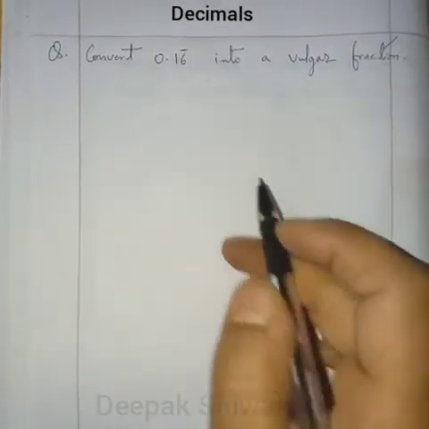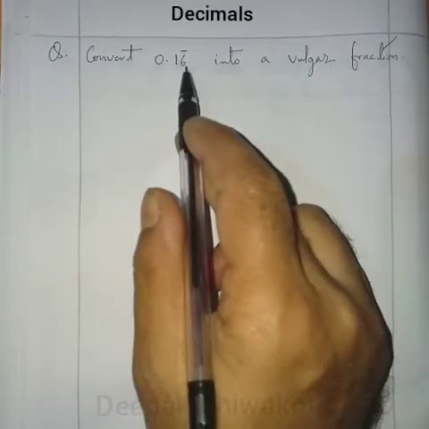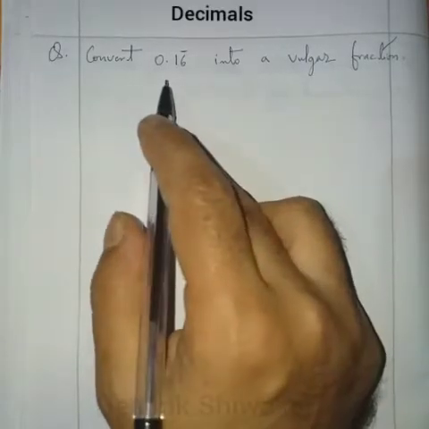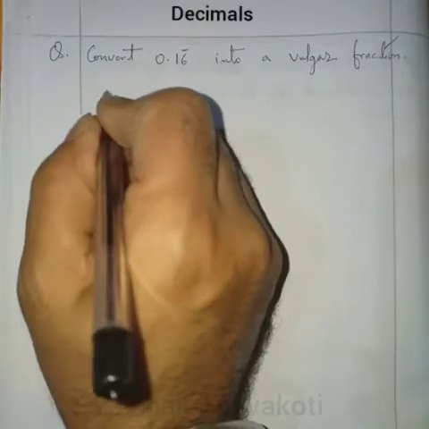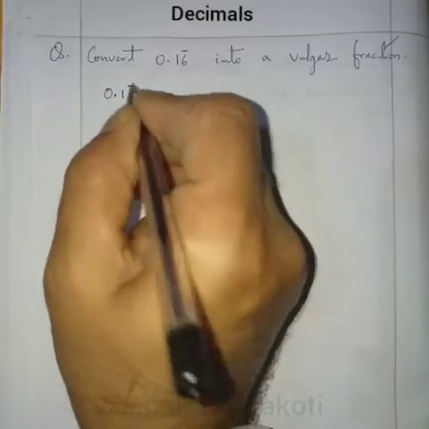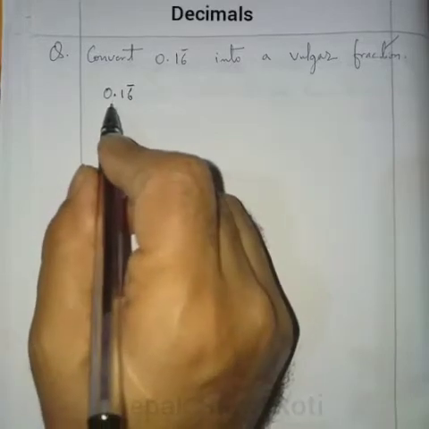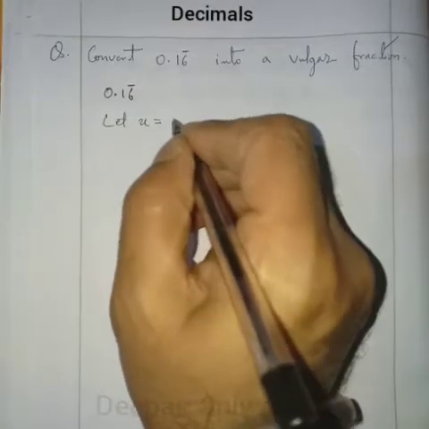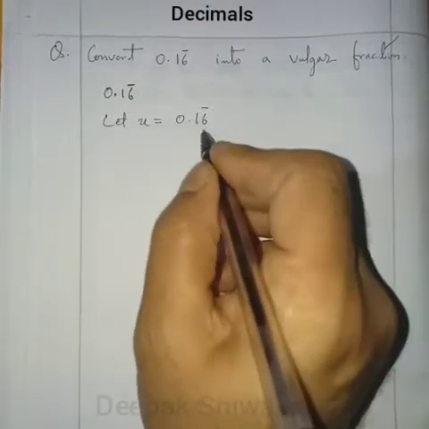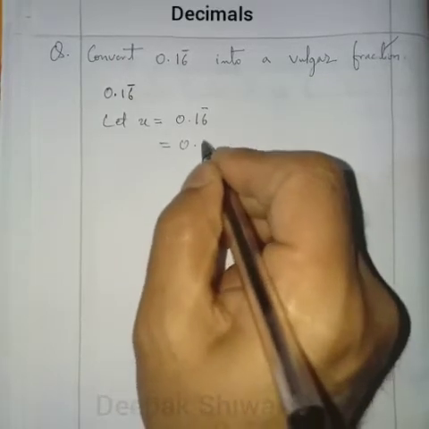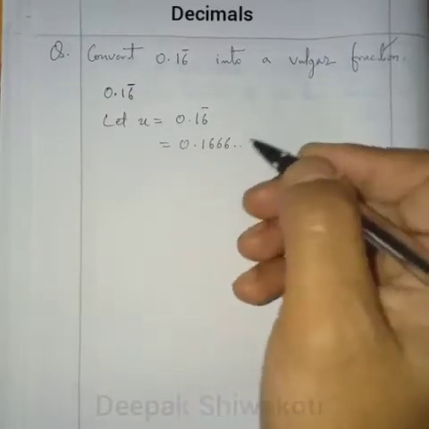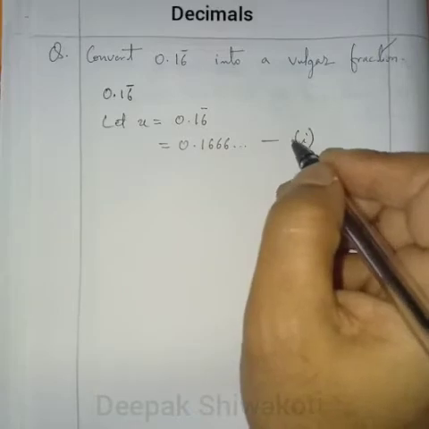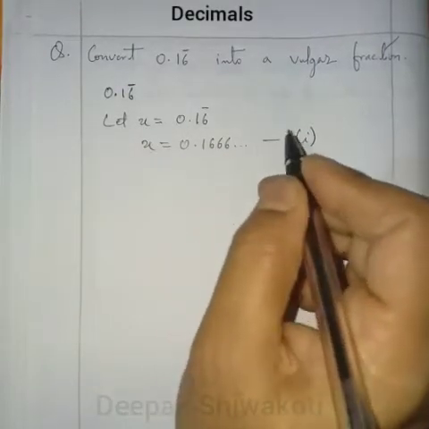Another question from the same chapter: convert 0.16 recurring into a vulgar fraction. This kind of sum we have to do in this process. Here 0.16 recurring, so let us assume that this is x. So let x be equal to 0.16 recurring. This recurring means 0.1666, it is like that only, so 666 comes here. So x is equal to 0.1666, it goes on.